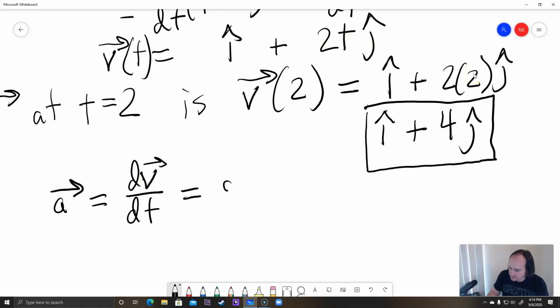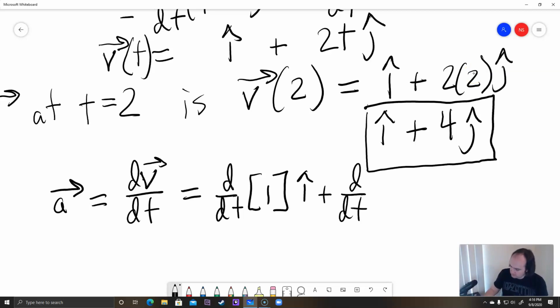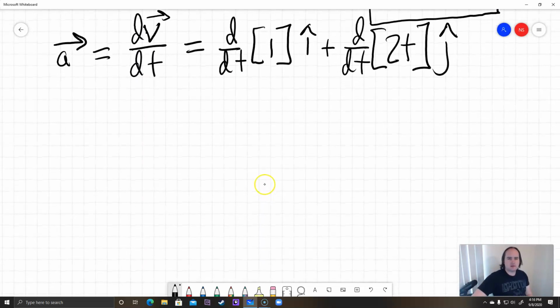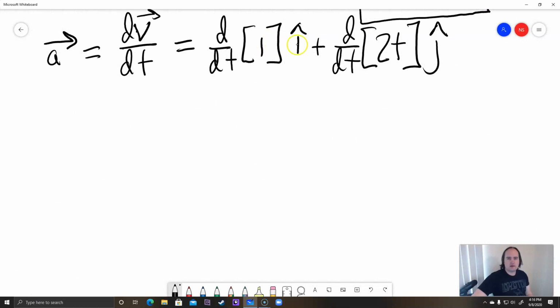So we're really going to have d/dt of 1 times i plus d/dt of 2t times j. Okay? So that's going to be our acceleration. d/dt of 1 times i plus d/dt of 2t times j.